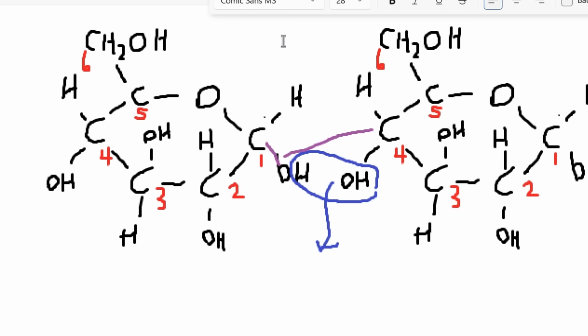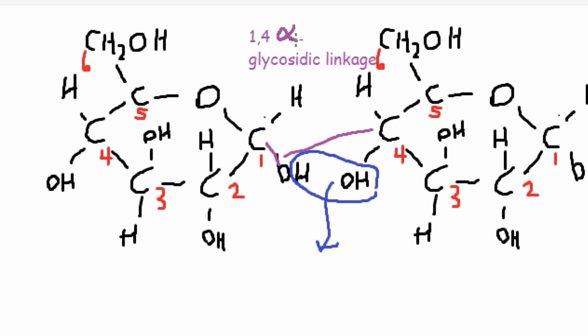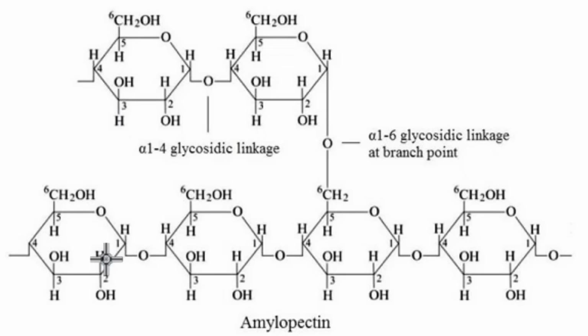So this is why we call this a 1,4 glycosidic bond, or glycosidic linkage. Glycosidic just comes from glucose, sugar, and since it's an alpha, you can say 1,4 alpha. You just draw 2 of these and indicate that it'll be going like that down the road, and that there's amylose.